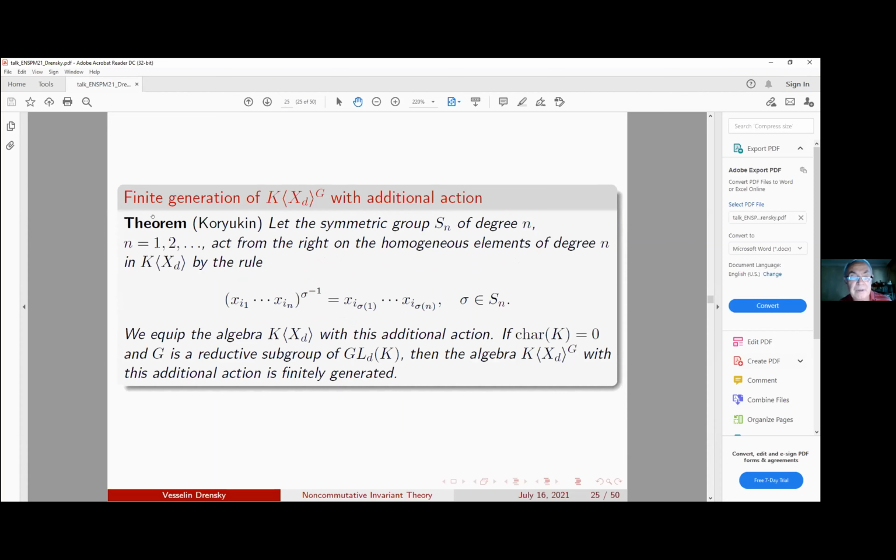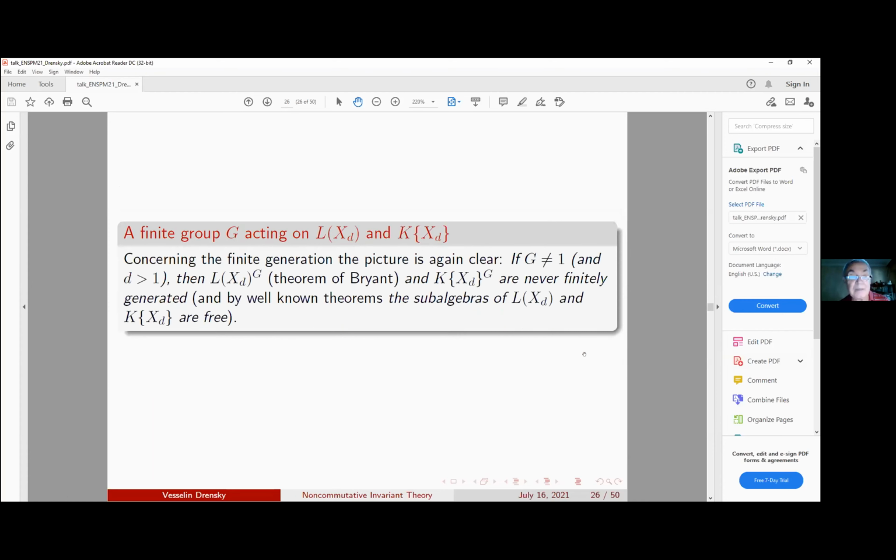And nevertheless, you have something positive. There is a theorem of Kurykin that if you have the symmetric group of degree n acting on the homogeneous polynomials of degree n, changing the place of the variables, we can keep the polynomial, the free associative algebra with this action. And when the characteristic is zero and you have a reductive subgroup of the general linear group, then the algebra of the invariants with these additional actions is finitely generated. So the algebra is not finitely generated, but if you allow to mix the elements, the positions of the elements of degree n, then it's already finitely generated.